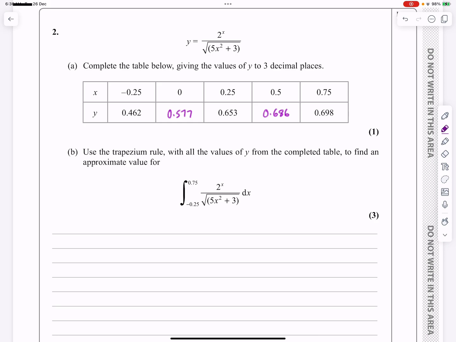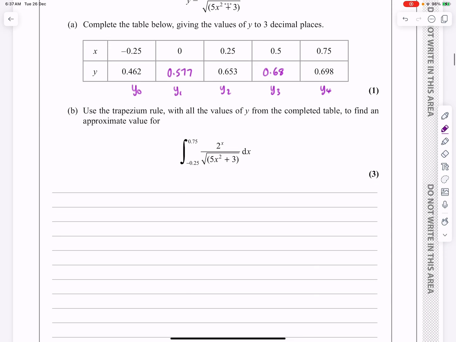Part B then says use the trapezium rule with all the values of y from the completed table to find an approximate value for the integral of that. Just a very quick check, although to be fair, it's worth 3 marks. It's just a straightforward trapezium rule. But just a quick check, this function is exactly that function there, and the limits here should be the same as the limits there. Everything tidies up nicely. So in order to get the trapezium rule, first of all, I'm going to see how many strips I've got. I've got y0, y1, y2, y3, and y4 here.